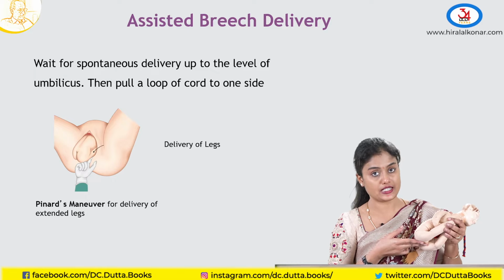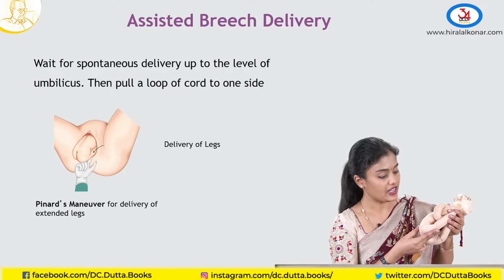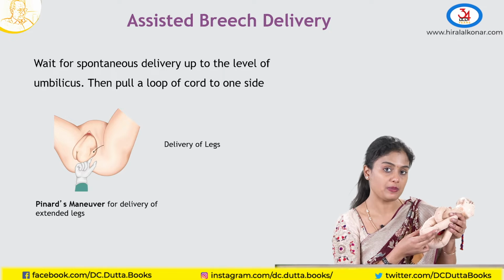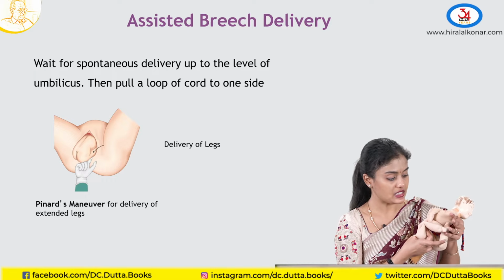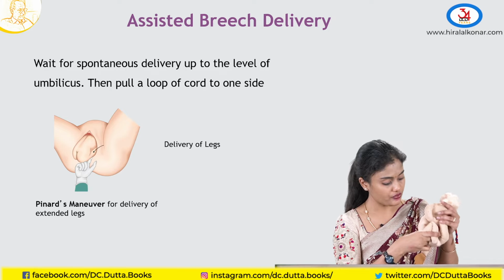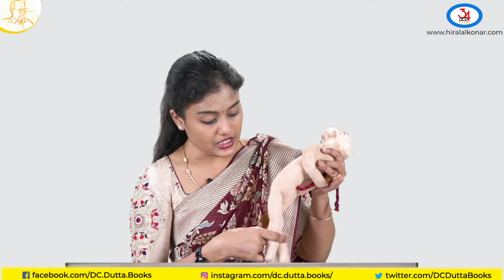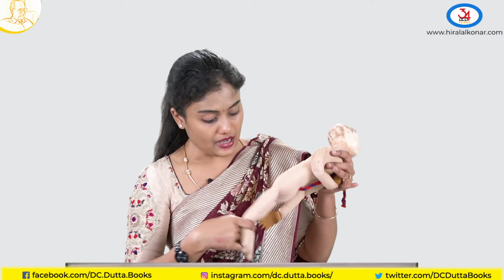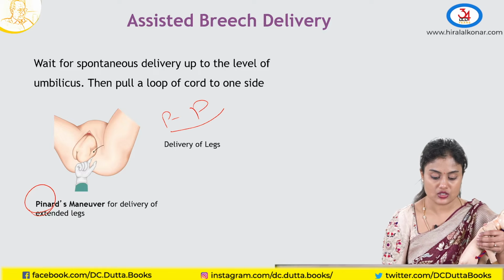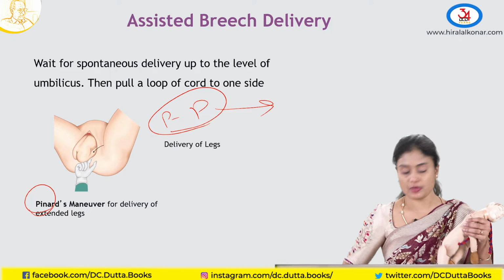Once you see it is a frank breech, just like you do an internal examination, you hold your fingers and go to the popliteal fossa. When you tap at the popliteal fossa, what happens? The knee gets flexed and the foot comes into your finger. Then catch hold of the foot and pull it down. That is how you deliver the limbs in case of a frank breech. This is called Pinard's maneuver. To remember: P for Pinard's and P for popliteal fossa. So for limbs it is Pinard's maneuver.